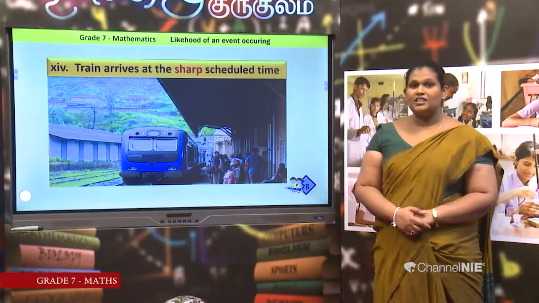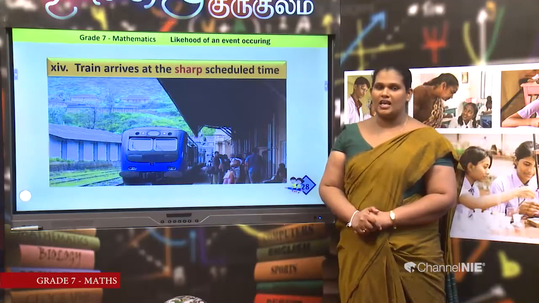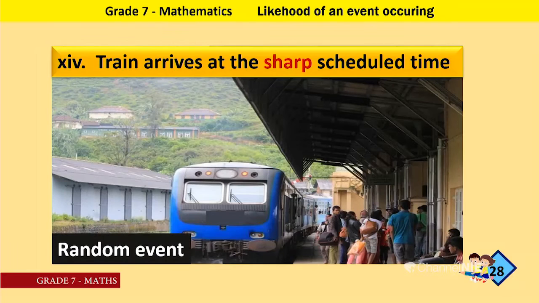Next one, the train arrives at the sharp scheduled time. So, can it happen? It might happen or it might not. Therefore, it's again a random event.